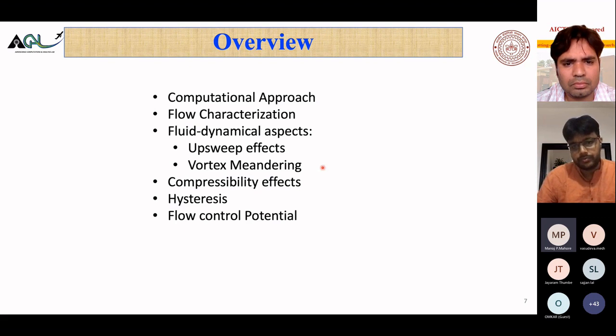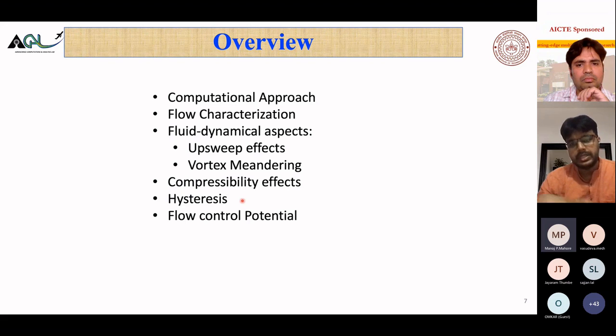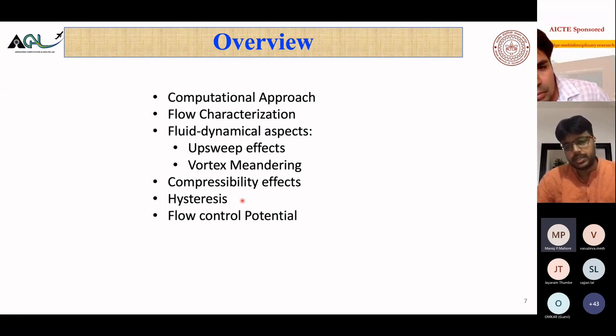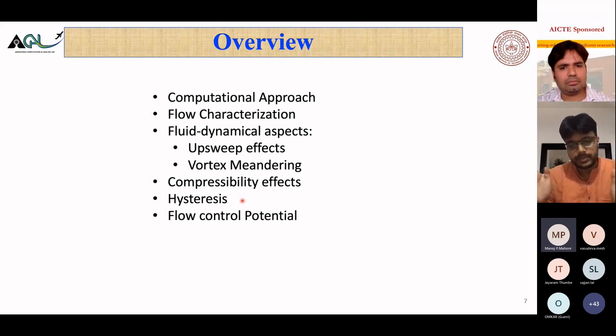And if time permits, I will talk about two more important aspects. One is the hysteresis. This kind of flow also goes through hysteresis. Based on different initial conditions, you will have two different flows. Typically, you would have learned that solutions are unique, like if you solve a Navier-Stokes simulation. That is not what happens here, both in the experiment and the computation, and there's a good reason behind that. So if time permits, I'll talk about this hysteresis, where you have two different flows at a given set of parameters by just changing the initial condition. And then a little bit about the flow control potential.